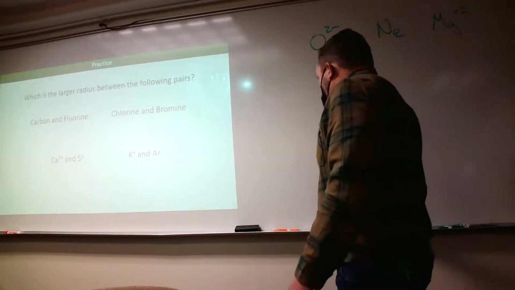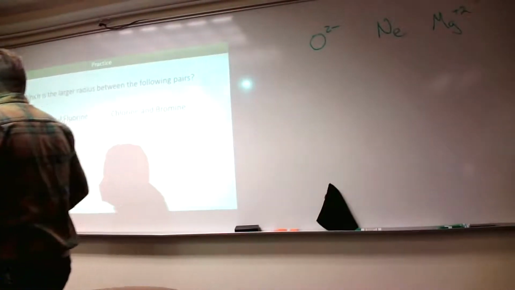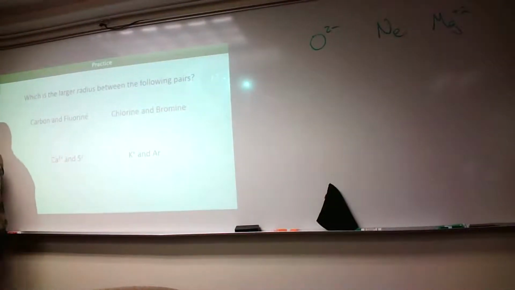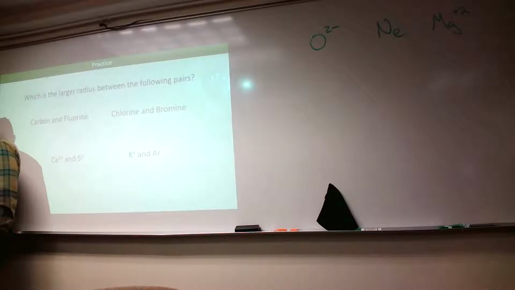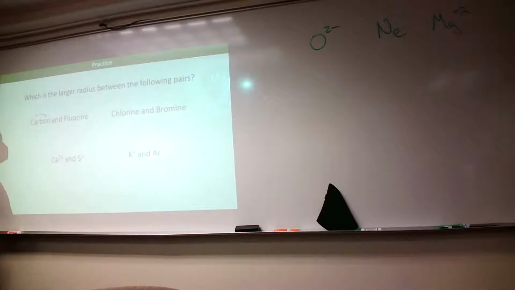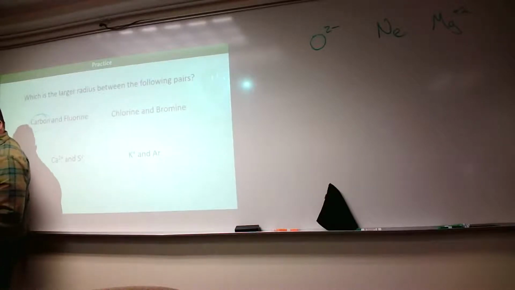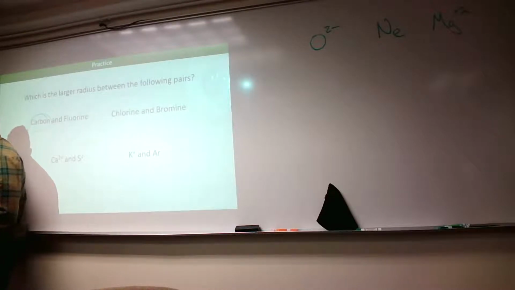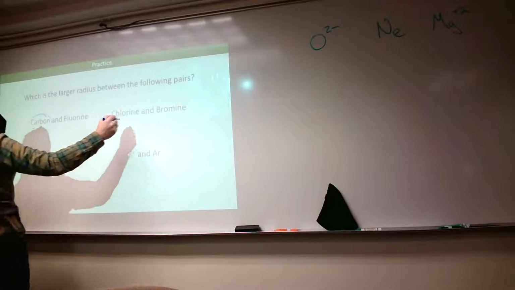All right, so carbon versus fluorine. Carbon's bigger. Same energy level. Carbon has fewer protons, so carbon's bigger. Chlorine and bromine. Bromine's bigger. Same column. Bromine has more energy levels though, so we would expect bromine to be bigger than chlorine.